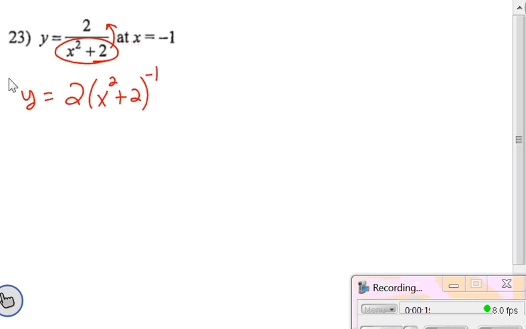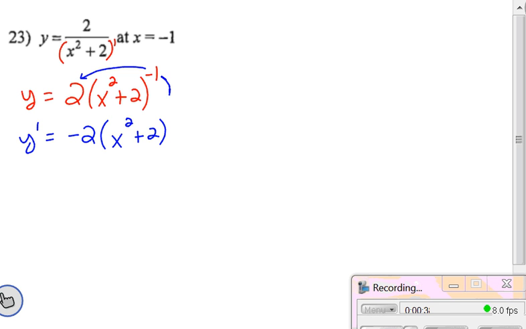Right? So on the bottom, this used to just be, if you imagine, to the first power down there. So now we'll bring it up with a -1. So now we can apply the power rule. So take the derivative. So do that times the 2, which is -2. Okay. And then this new power becomes, subtract 1 from -1. It gets more negative, becomes -2.